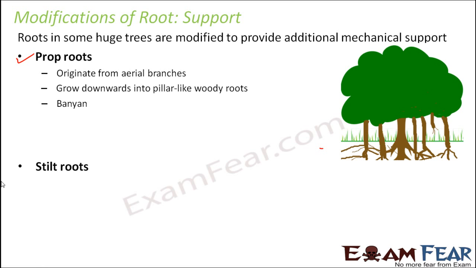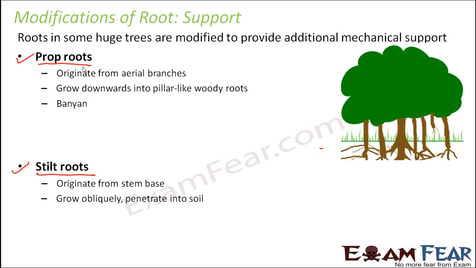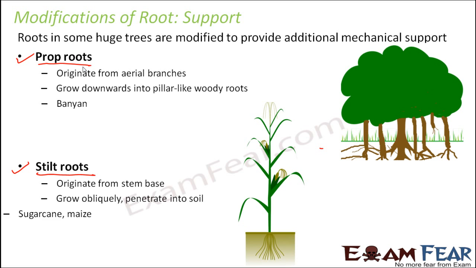The second one are the stilt roots. So let us see what kind of roots are they. Even they are the supporting roots, but they originate from the stem base. They grow obliquely and penetrate into the soil. So it is not that they grow vertically downwards. They grow at an angle and then they go deep inside the soil.